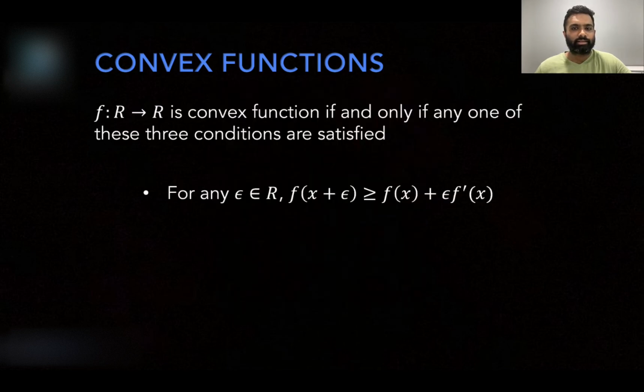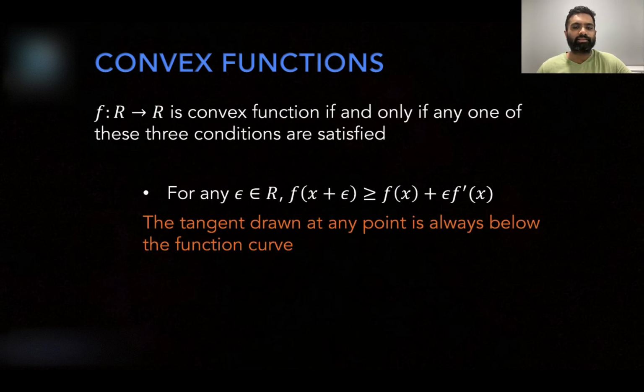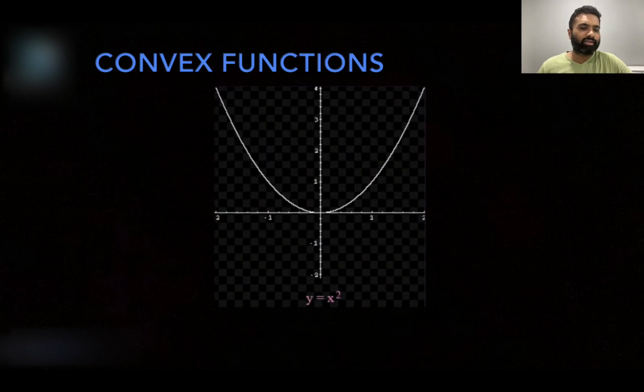The second property says that you evaluate the differentiation at any point x, and you take a deviation epsilon. The function value f of x plus epsilon will be greater than or equal to f of x plus epsilon times f prime of x. So verbally you can say that a tangent drawn at any point is always below the function curve. So if we visualize it, let's say this is the x point, and this is f of x. Now if I draw a tangent it will look something like this, right? Now here this is the tangent.